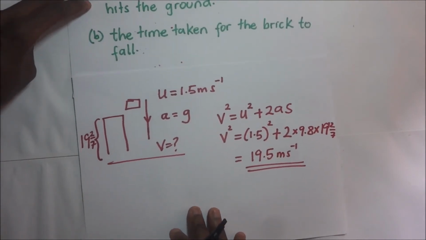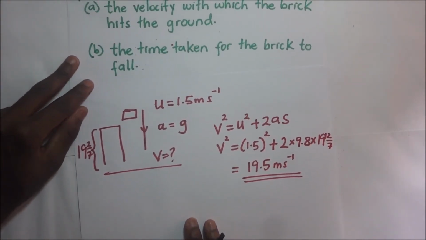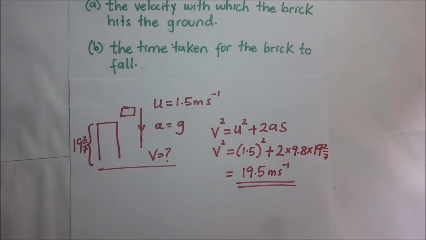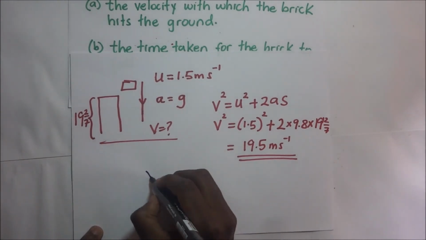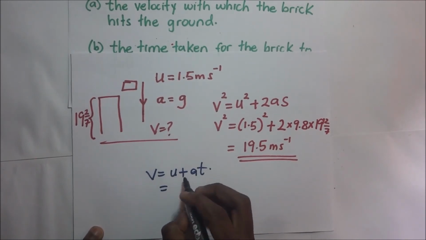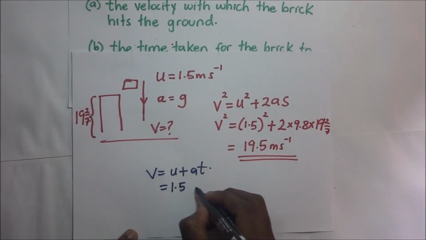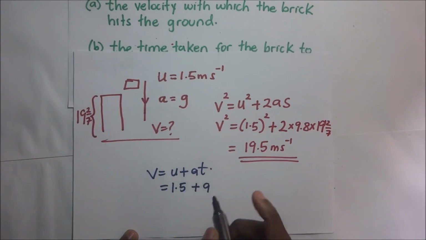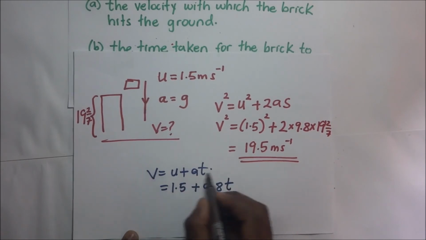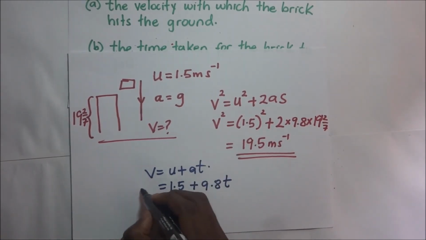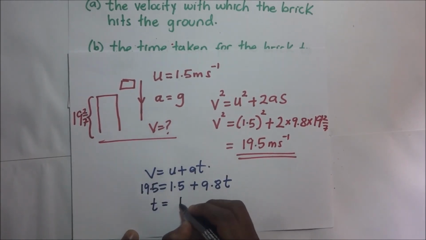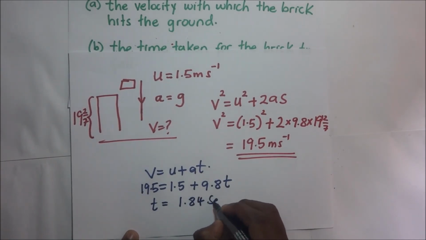So part B, they're asking us to find the time taken for the brick to fall. To get the time taken for the brick to fall, using the first equation of motion, v is going to be equal to u plus at, and that's going to be our initial speed 1.5 plus our acceleration, which is the gravity, 9.8, times the time which we're looking for, and that is going to be our final velocity. Of course, our final velocity we already got it as 19.5, so it's 19.5. When we make t the subject of the formula, we shall get our value of time as 1.84 seconds.